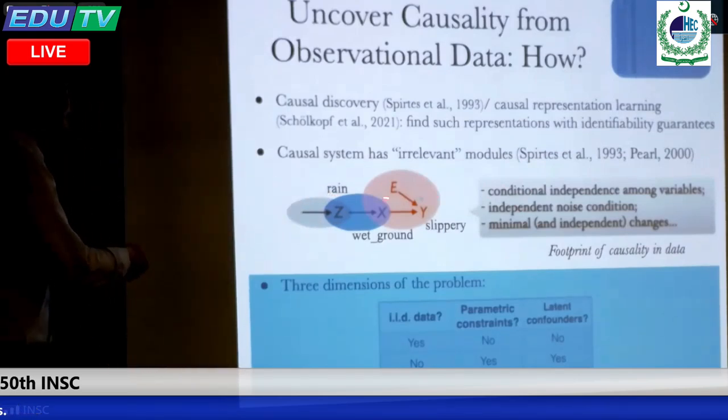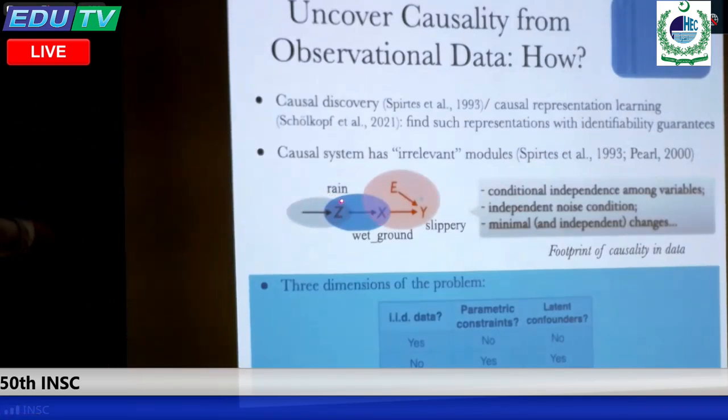So first of all, given modularity, we can see rain and slippery would be conditionally independent given X. We can see conditional independent relations among the variables. Later, you can see classical methods for causal discovery rely on conditional independent relations.